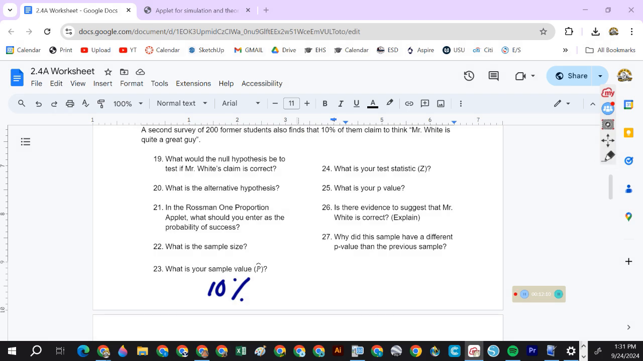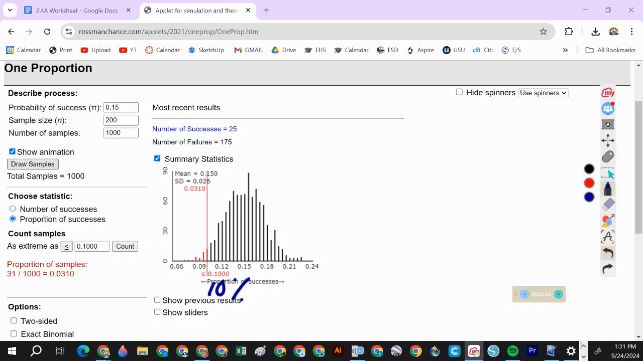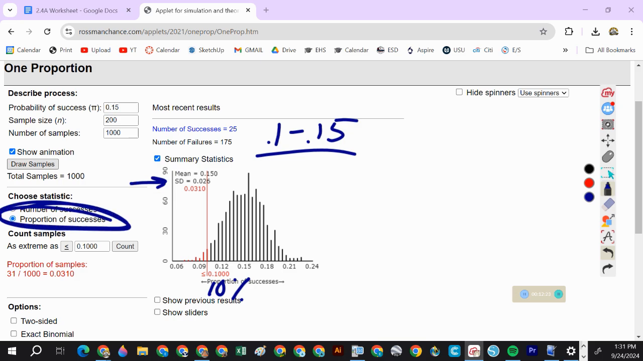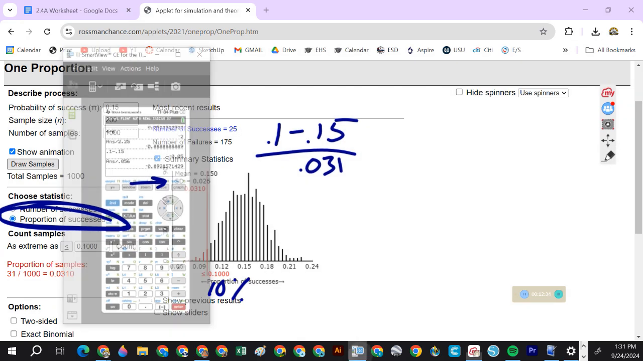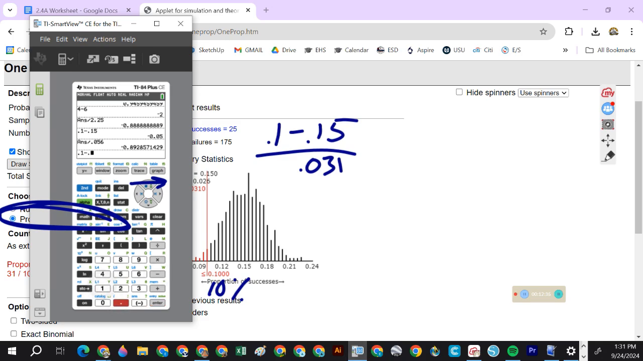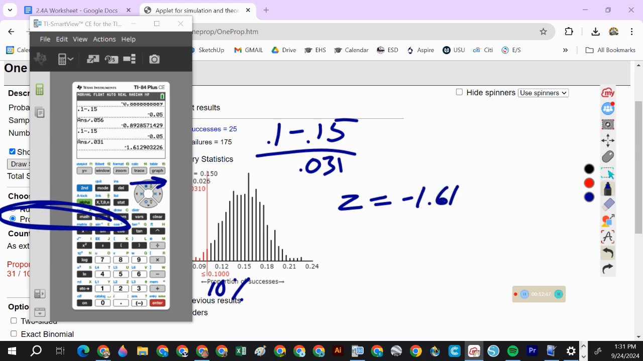Well, I need the standard deviation. So here I'm going to do my sample value, 0.1 minus 0.15, divided by my SD, and I have to make sure that I'm in proportion. If you use the number SD, it's going to be way off. So divided by 0.031. So 0.1 minus 0.15, and then we'll divide that by 0.031. And I get a z-score of negative 1.61.